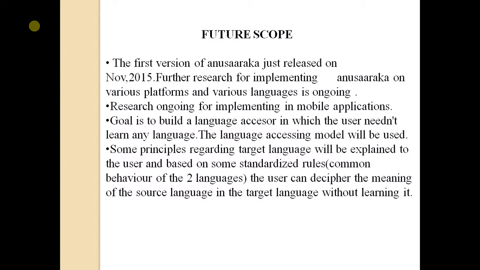The future scope of Anusarka: the first version of Anusarka was just released in November 2015. Further research for implementing Anusarka on various platforms and various languages is ongoing. Research is ongoing for implementing it in mobile applications. The goal is to build a language accessor in which the user need not learn any language. The language accessing model will be used. Some principles regarding the target language will be explained to the user, and based on some standardized rules, the user can decipher the meaning of the source language and the target language without learning it.